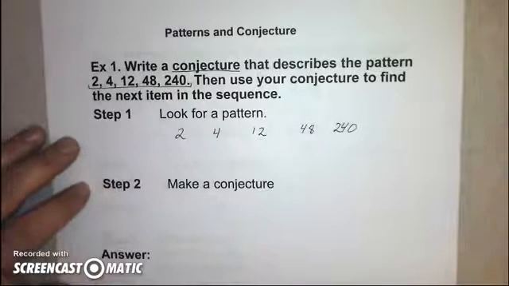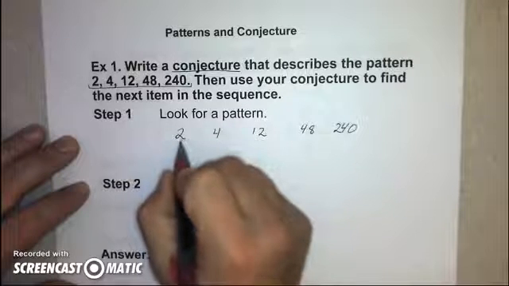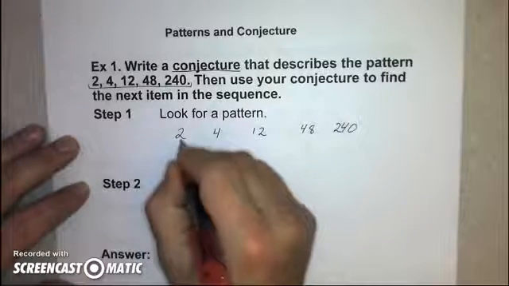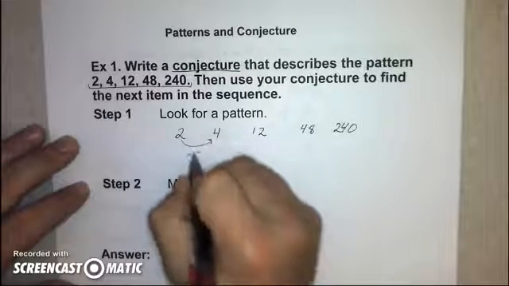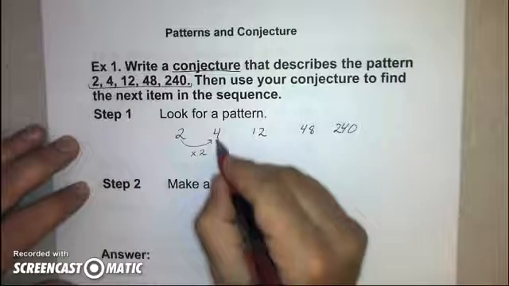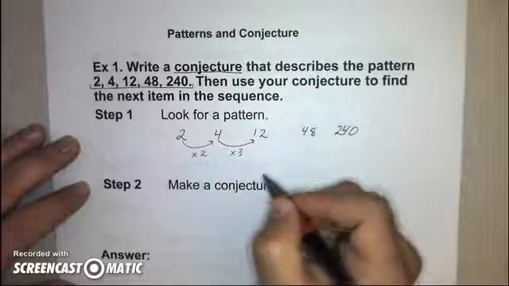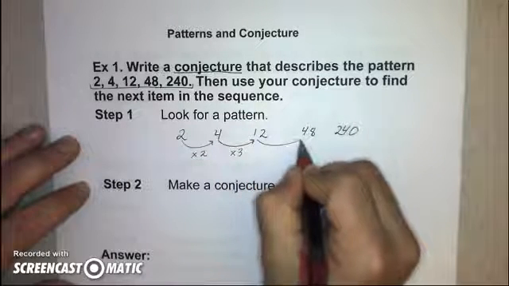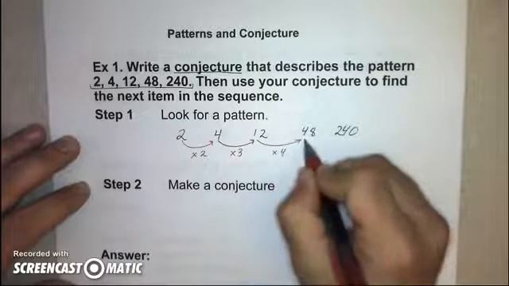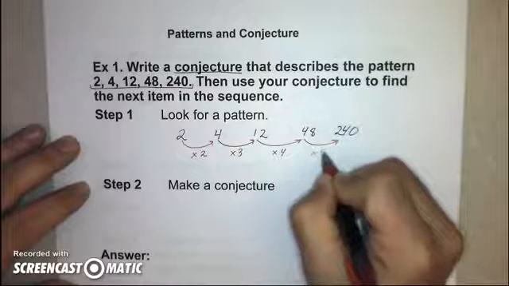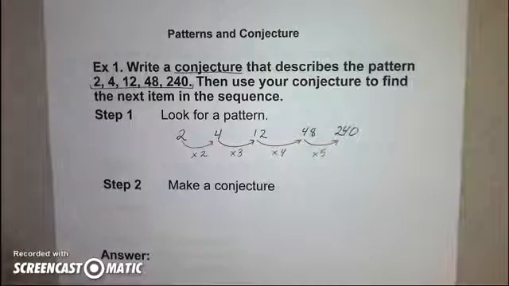The pattern here can be found by realizing that you are multiplying each time, but we're not multiplying by the same number. We're multiplying by a new number. From 2 to 4, we multiply by 2. But then from 4 to 12, you would multiply by 3. From 12 to 48, that's actually 12 times 4. And then 48 times 5 is 240. And so our conjecture could be this.